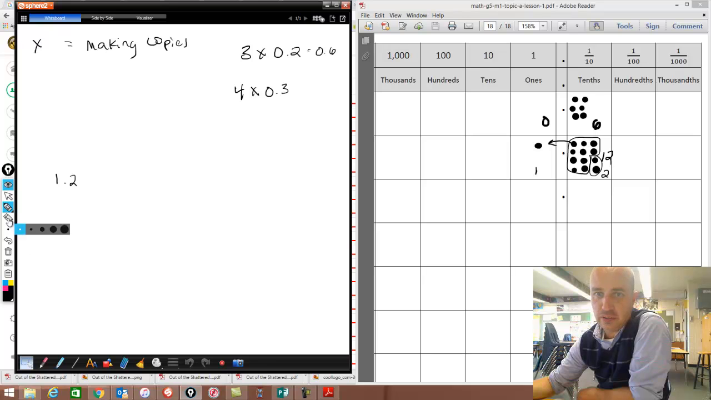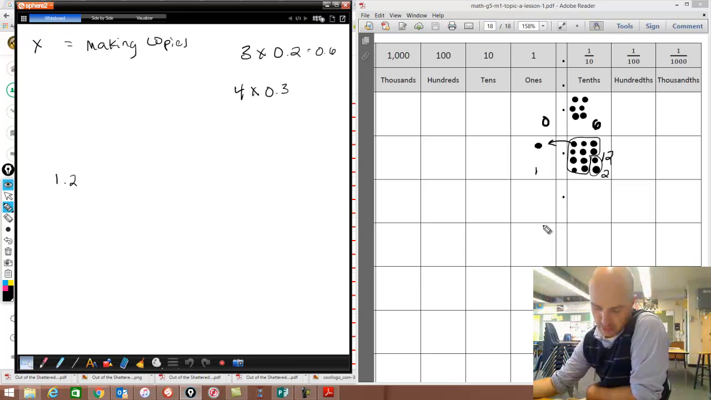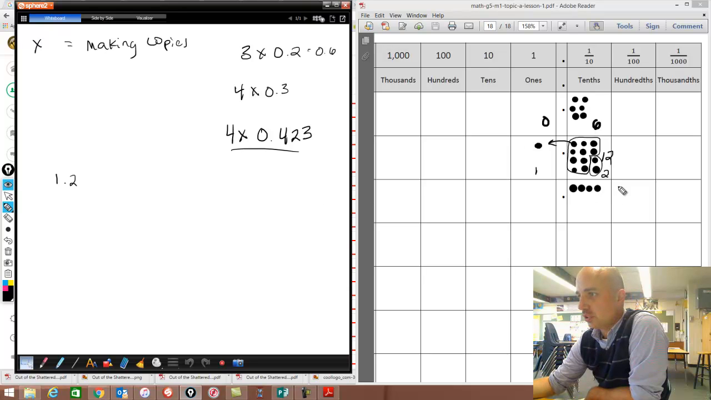So what I can do then is, let's get this back out here. I can do this down even into my hundredths or my thousandths. So let's say I have 4 copies of, or 4 times, 423 thousandths. So 4 copies of 423 thousandths, and I have 4 in my tenths: 1, 2, 3, 4. And I have 2 in my hundredths and 3 in my thousandths: 1, 2, 3. So that would be 423 thousandths, right? And you can see how that matches up.